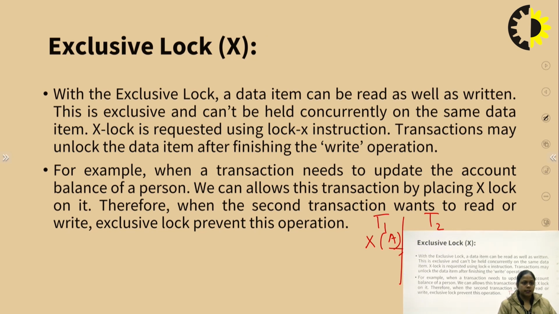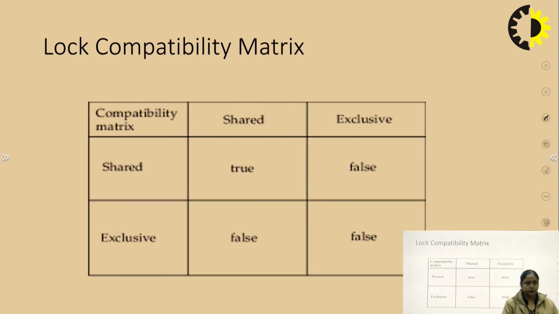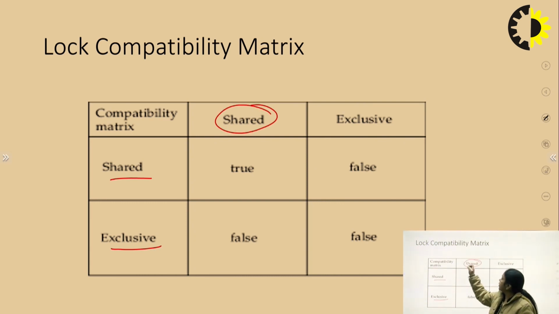Okay, so we can see here, this is the lock compatibility matrix. So you can see here in the compatibility matrix, these are the shared and exclusive locks. Okay, if one transaction has locked a particular data item in the shared lock, then another transaction also can lock that data item in the shared lock.